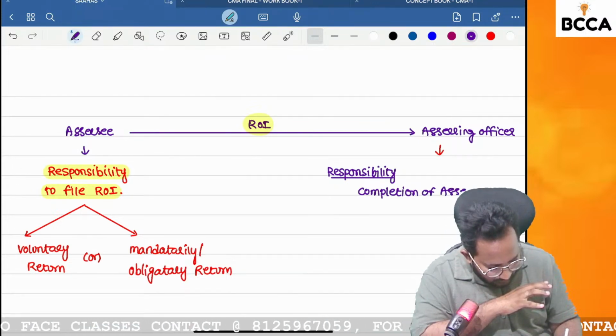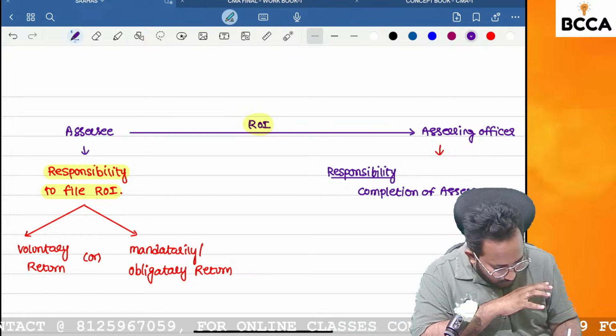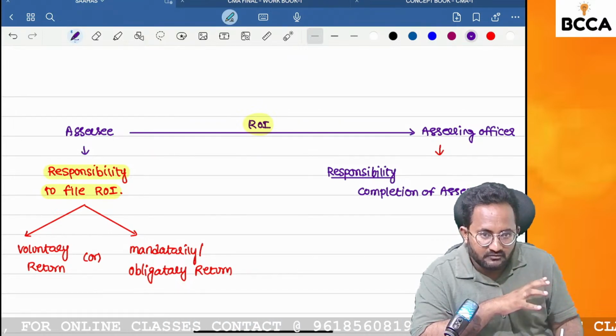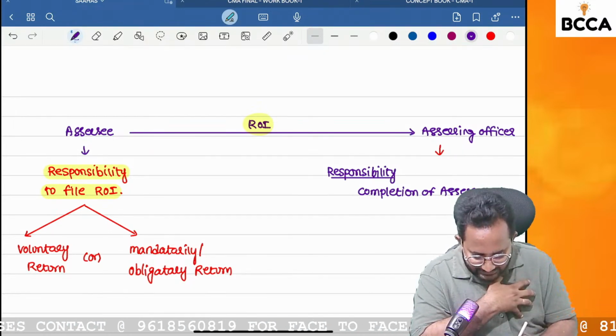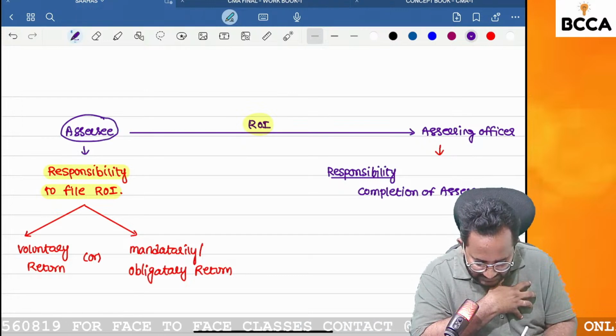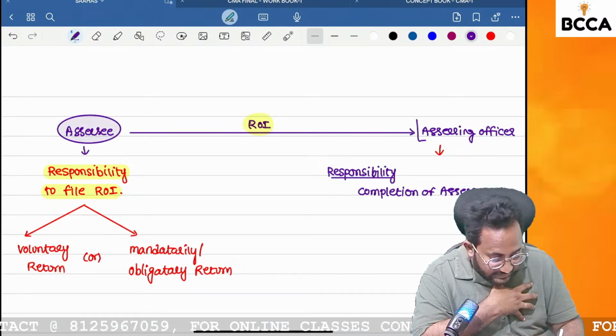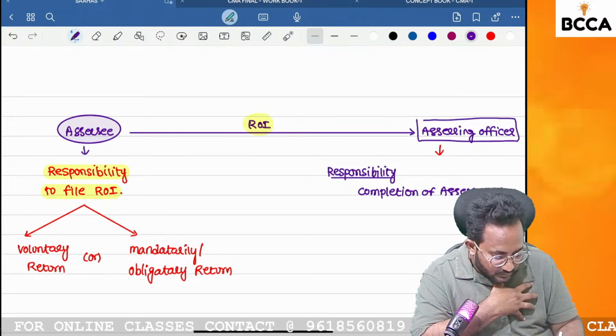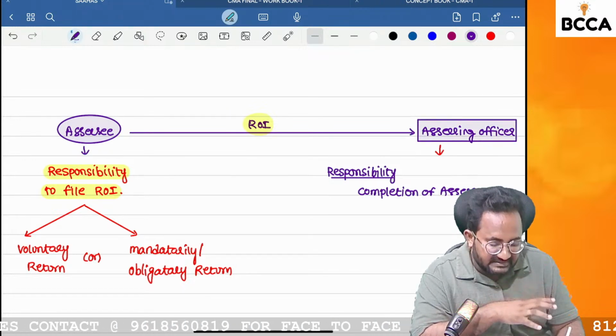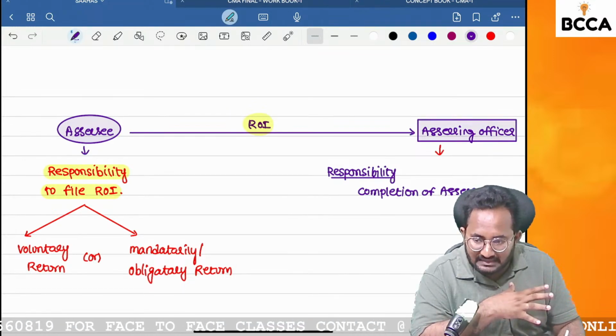What is that, ma? Completion of assessment. What do you mean by the assessment? First thing, verification. SSC files the return of income. Whether it is correct or incorrect, by whom will these things be verified? The assessing officer.